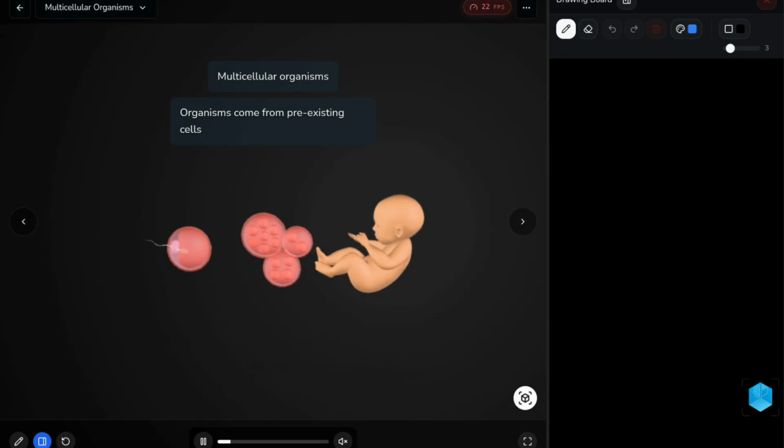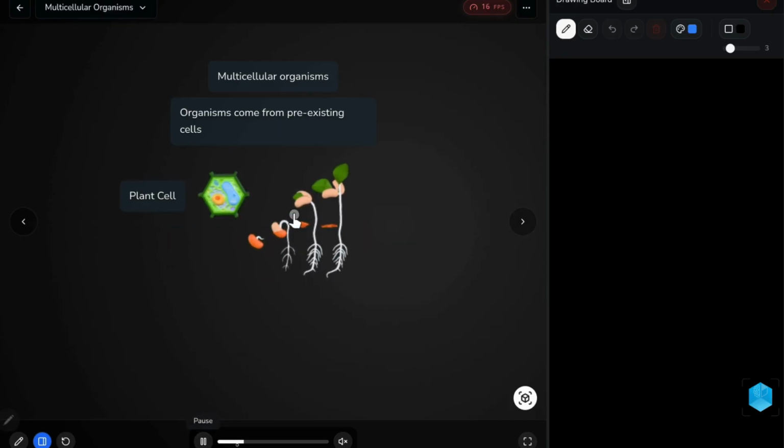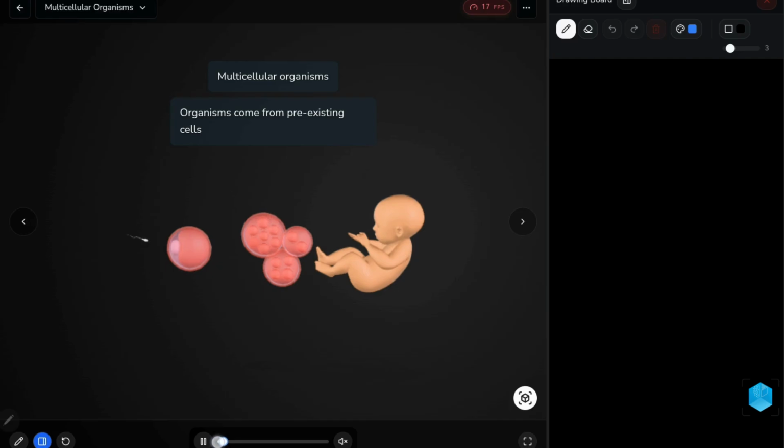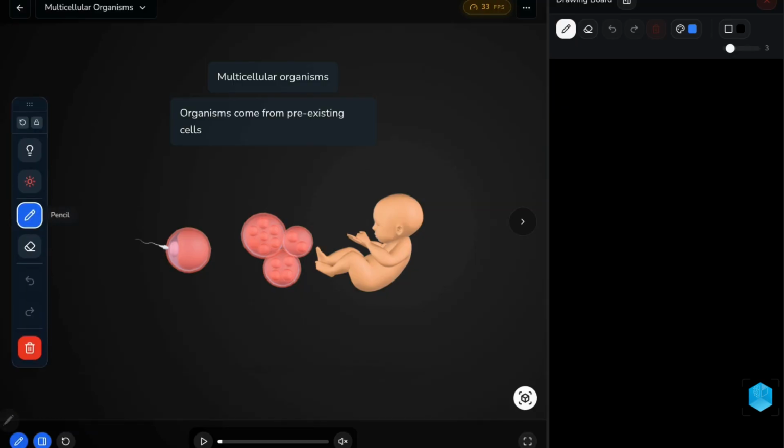Here if we see the structure of the cell, mostly in multicellular organisms like human beings or plants. A multicellular organism like humans is also formed from a single cell, that is sperm and ova. So you see here a sperm fertilizing an ova. This sperm is a male gamete and ova is a female gamete.